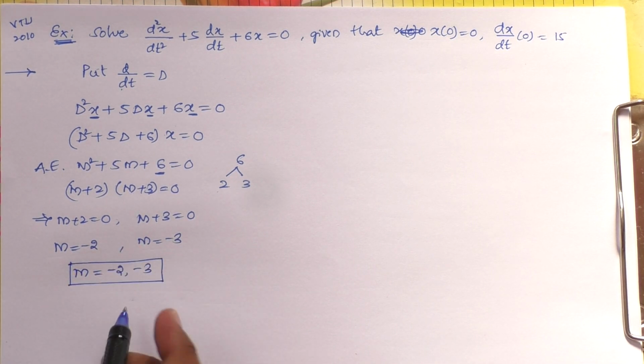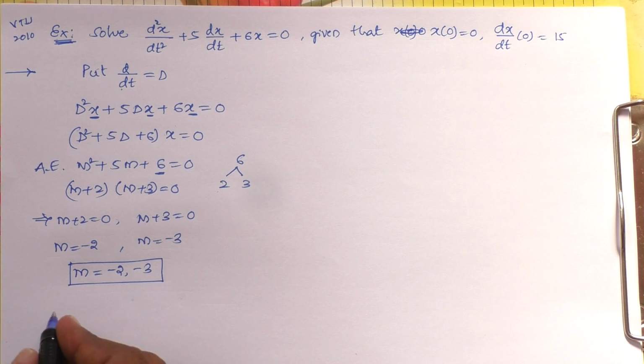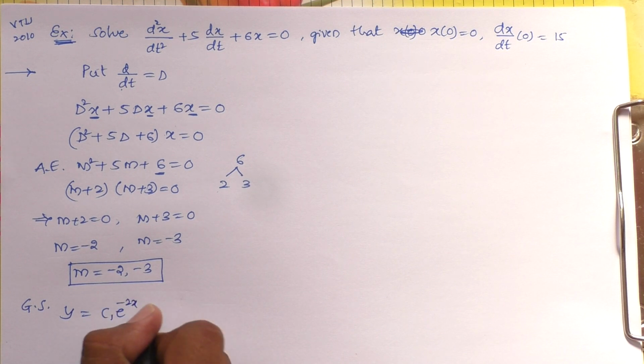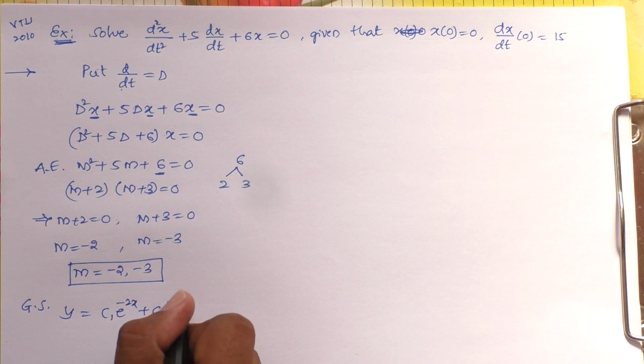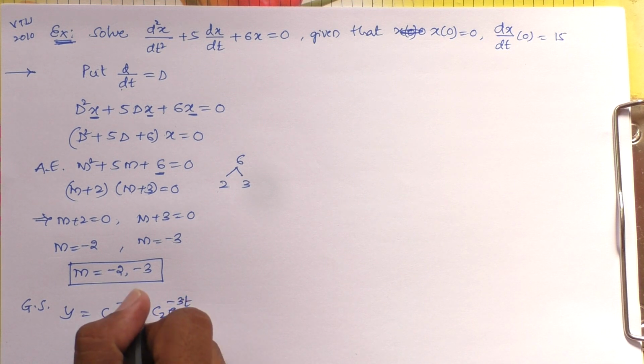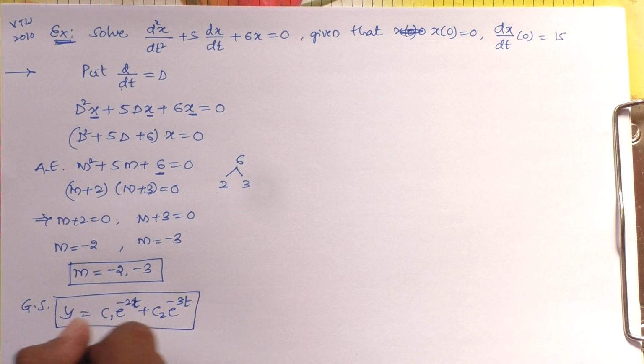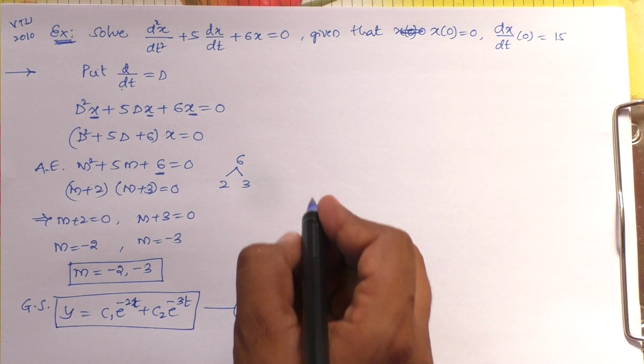Now if you look at the roots, these two roots are not equal: -2 is not equal to -3. Therefore the general solution is x = c1 e^(-2t) + c2 e^(-3t). Sorry, this is d/dt, so the variable is t. Consider this as equation number 1.